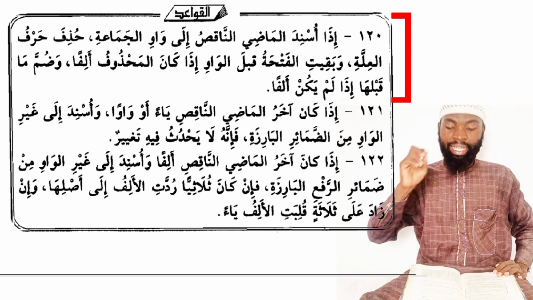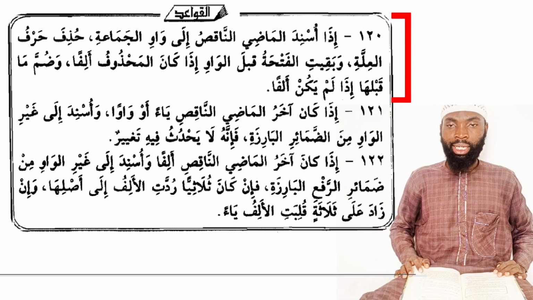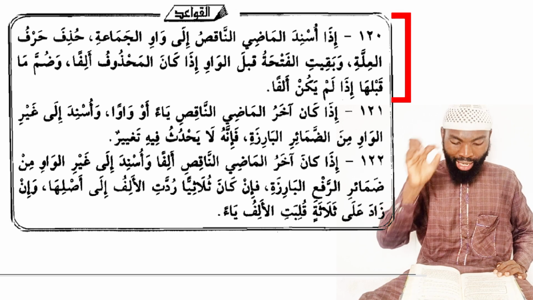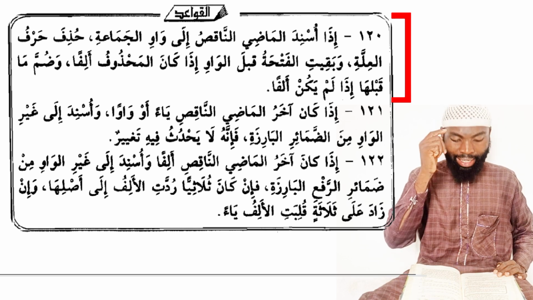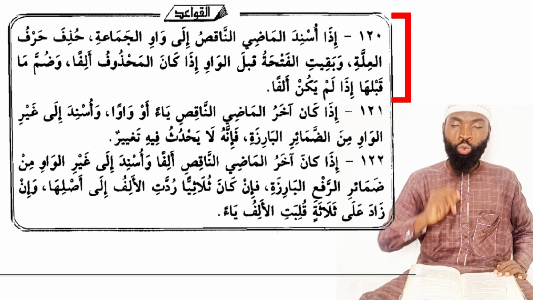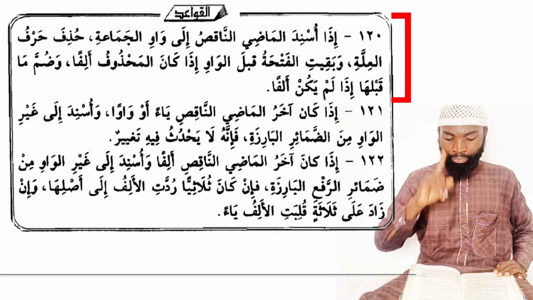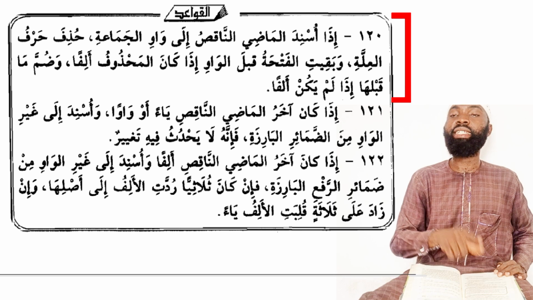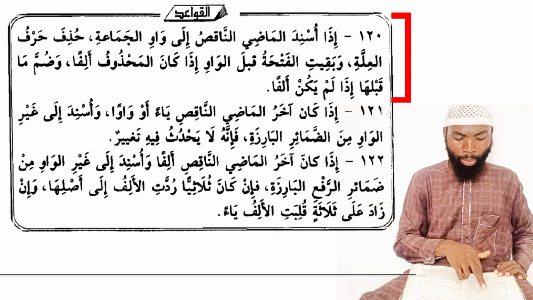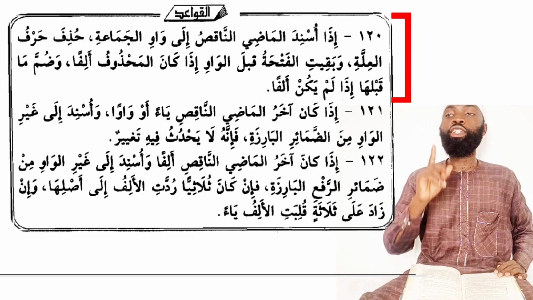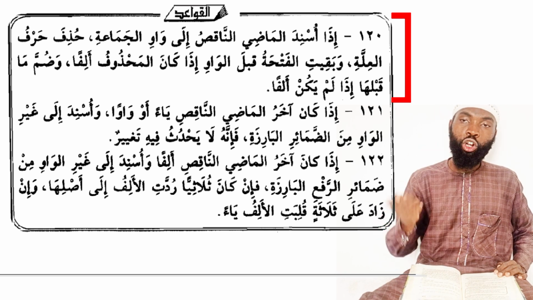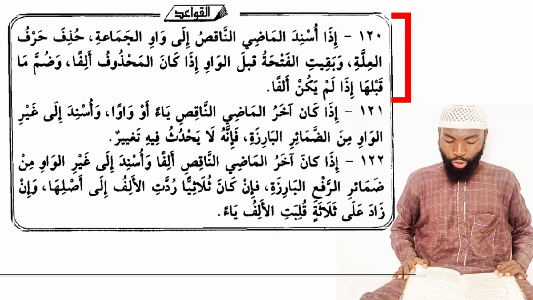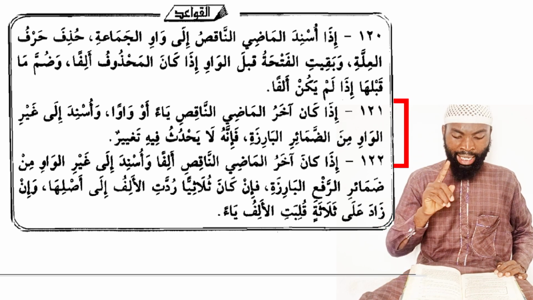The first rule says إذا أسند الماضي الناقص إلى واو الجماعة. When the past tense verb which ends with a sikh letter is attributed to wa of plurality, حذف حرف العلة, the sikh letter is removed, وبقيت الفتحة قبل الواو, and the fatha which appears before the wa is maintained, إذا كان المحذوف ألفا, if it is the alif that is omitted. والضم ما قبلها إذا لم يكن ألفا. And if this word does not end with alif, then the letter coming before the harf al-illa is made to carry dhamma.